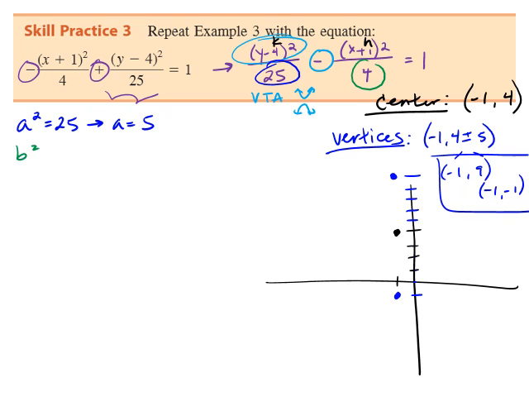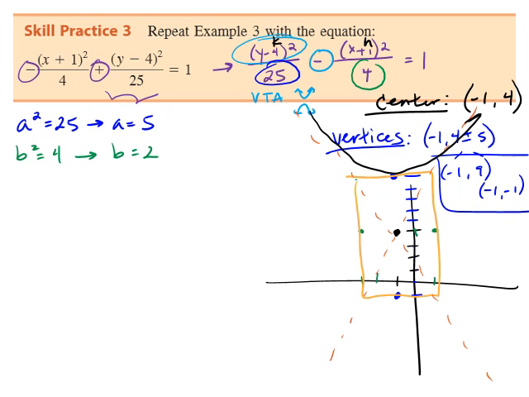b squared is 4, so b is 2. So from here I'm going to go right 2 and left 2, and this will help me make my box. My asymptotes, sorry, this is going to get kind of messy. My asymptotes are here and here. And when I draw in my branches, they will go, sorry, here and here.